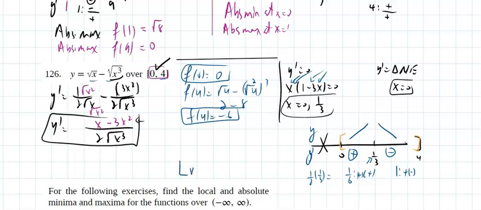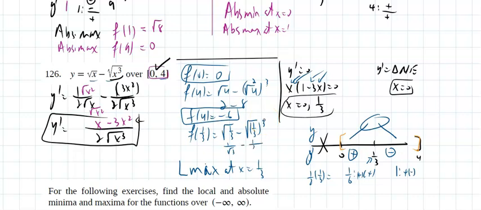We have a local max, right? That's a maximum at x equals 1/3. And what is that? What's f of 1/3? Let's see. f of 1/3 is the square root of 1/3 minus the square root of 1/3 cubed. Now I could clean that up a bit. I could say that is 1 over square root of 3 minus 1 over 3 radical 3.